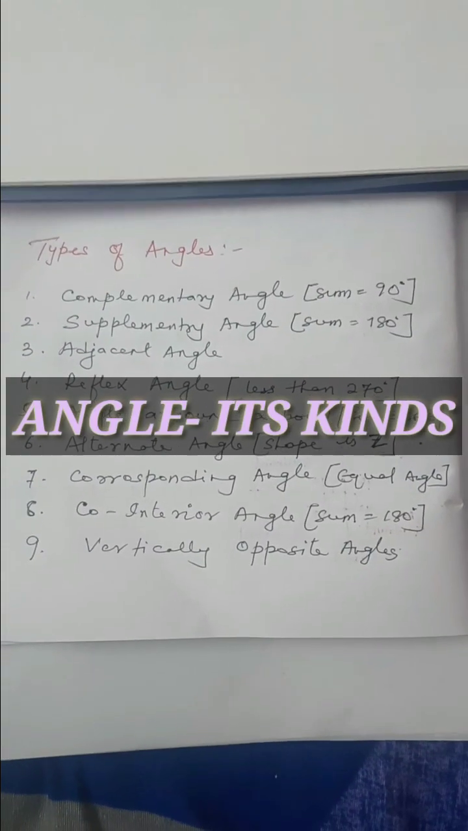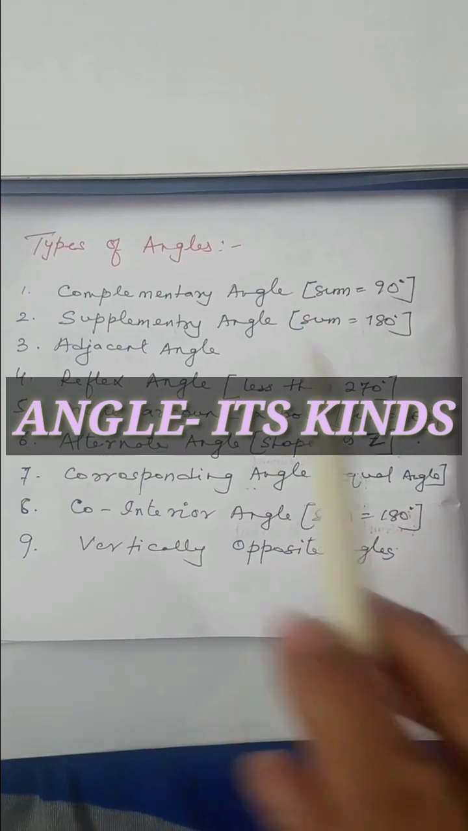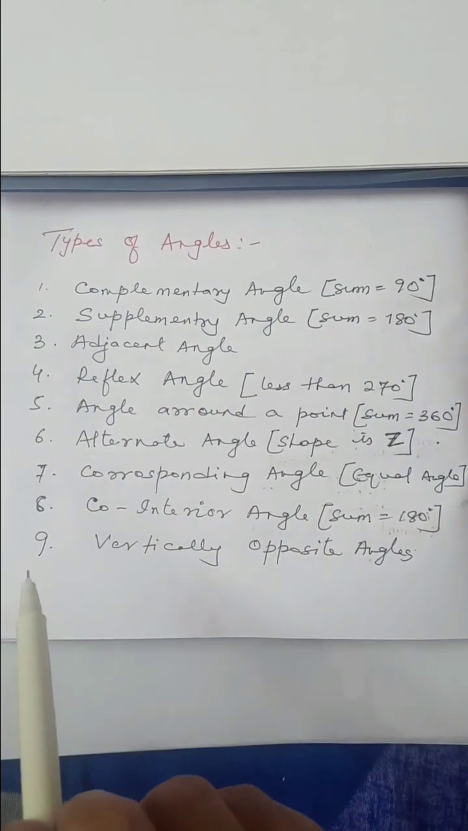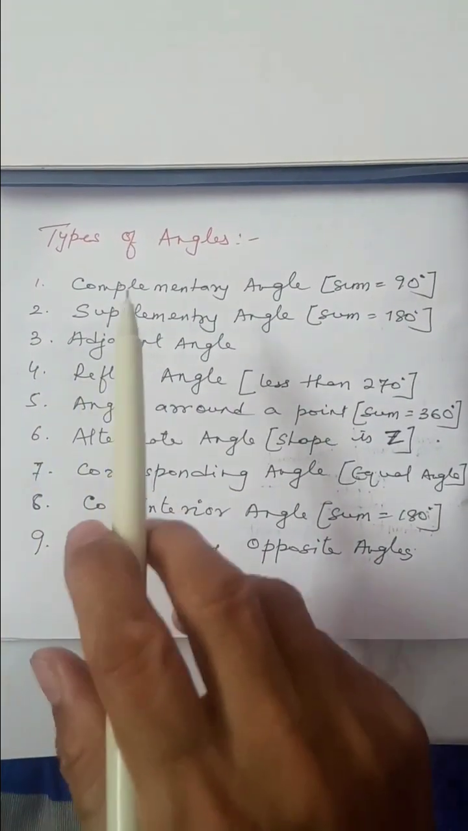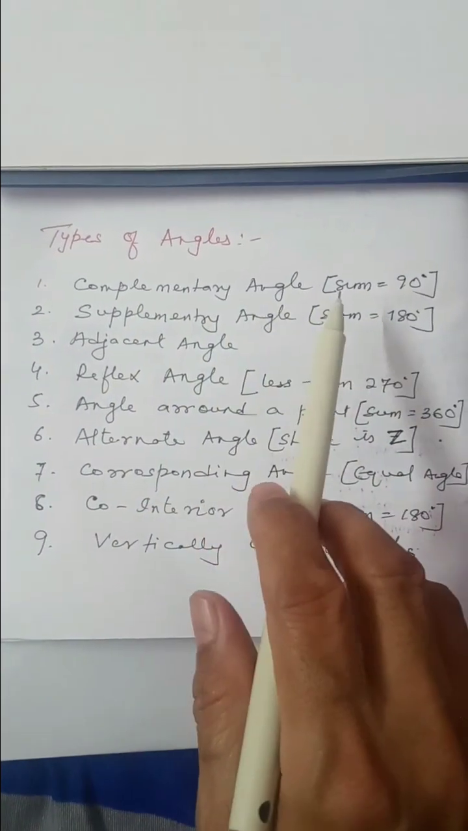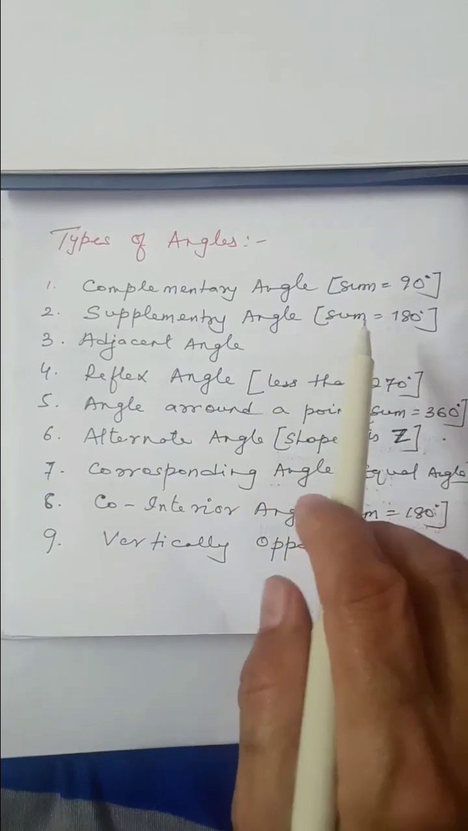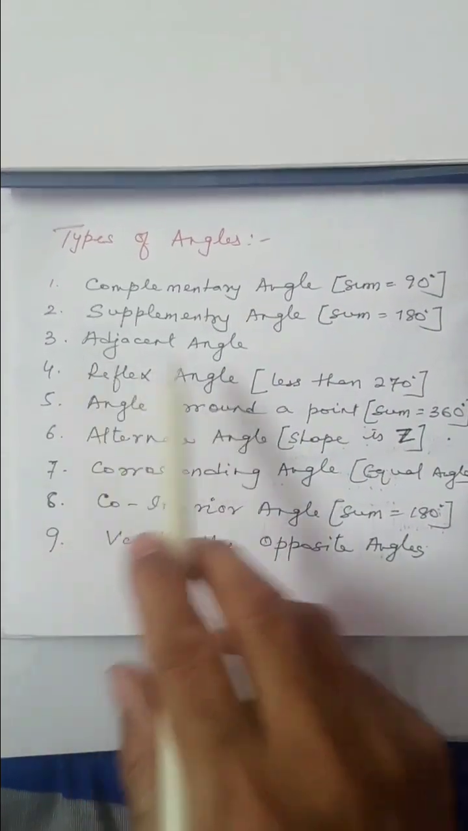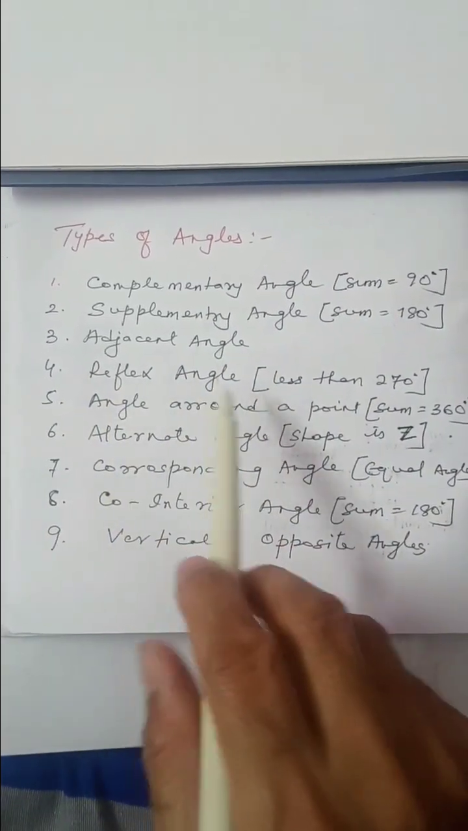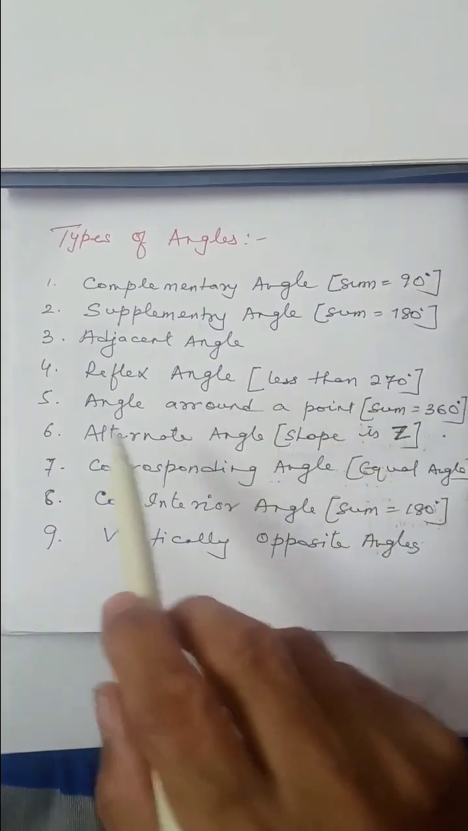Today's lecture is about types of angle. There are basically, in general, 9 types of angle. Complementary angle, whose sum is equal to 90 degree. Supplementary angle, whose sum is equal to 180 degree. Adjacent angle, reflex angle, which is less than 270 degree.